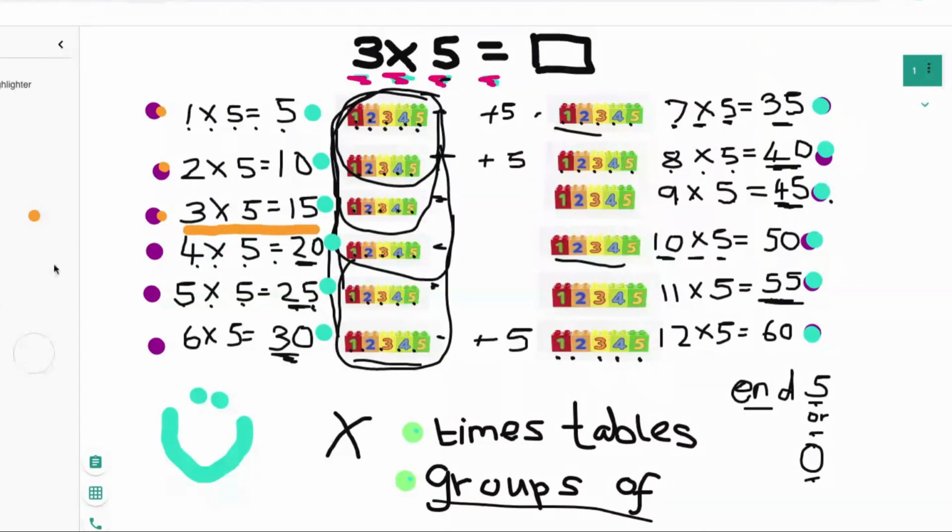Can you see the answer? What is 3 times 5? What is 3 groups of 5? I'm going to circle the answer, shout it out. 3 times 5 is 15. Brilliant. Let's pop it in our little box. 3 times 5 is 15. Fantastic. You've done ever so well.